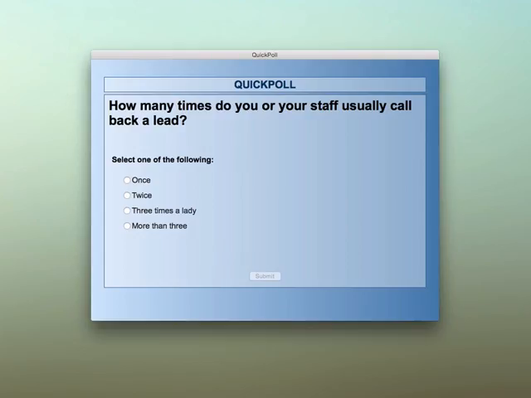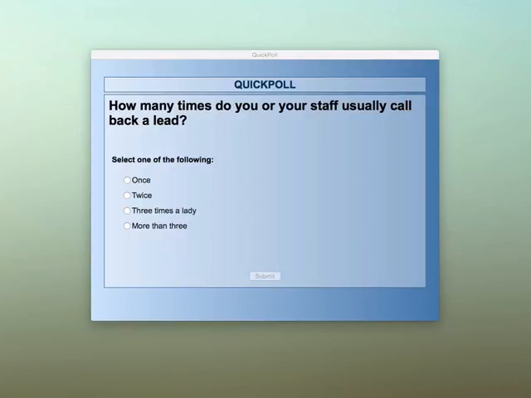So, Stephanie, if you want to open up the poll, here's the question that we want you to answer. When a lead comes in and you're not able to get to it immediately, so it goes to voicemail, or maybe it comes in via live chat or a form fill out or an email, whatever it is, how many times do you or your staff usually call back a lead? Once, twice, 3 times, more than 3, whatever it is. So go ahead and answer that poll question right now.